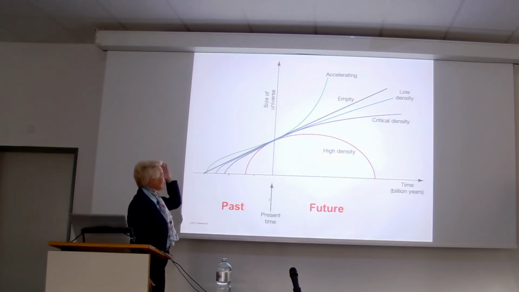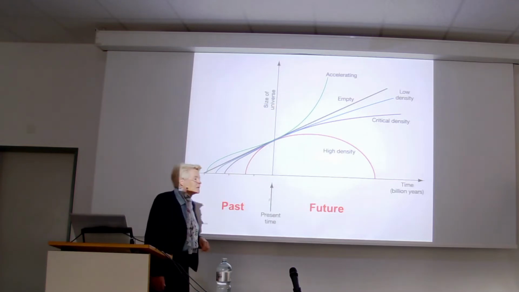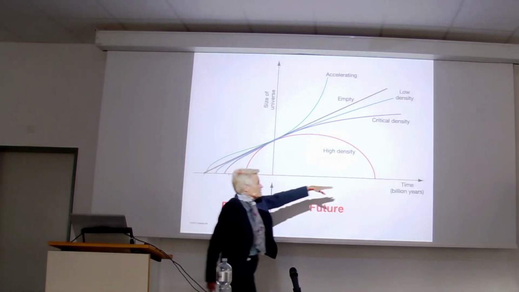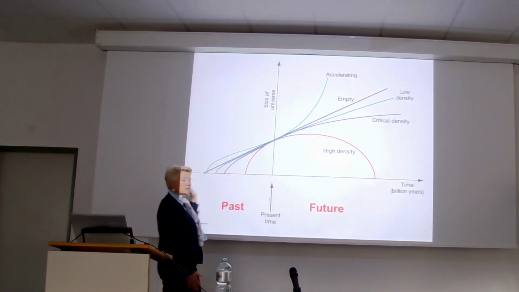So what we have measured is the slope in the Hubble diagram, and from this we can now calculate some models. And I show you here some models of the universe. You have here the time. Here is the present time, the past.